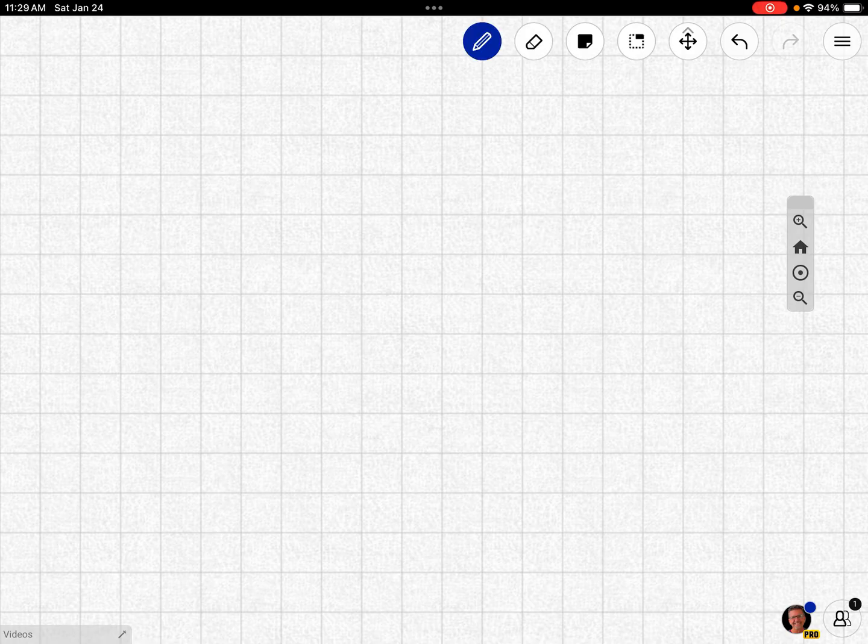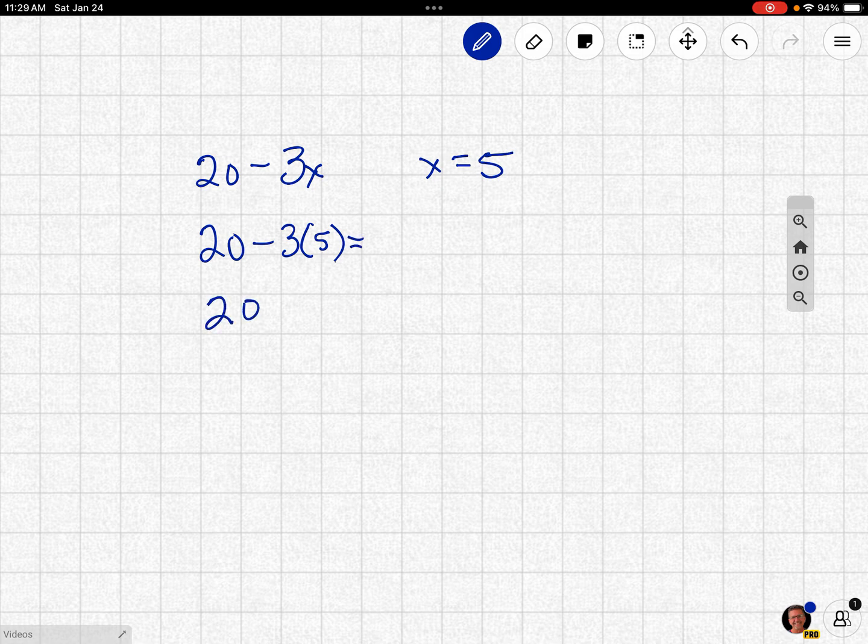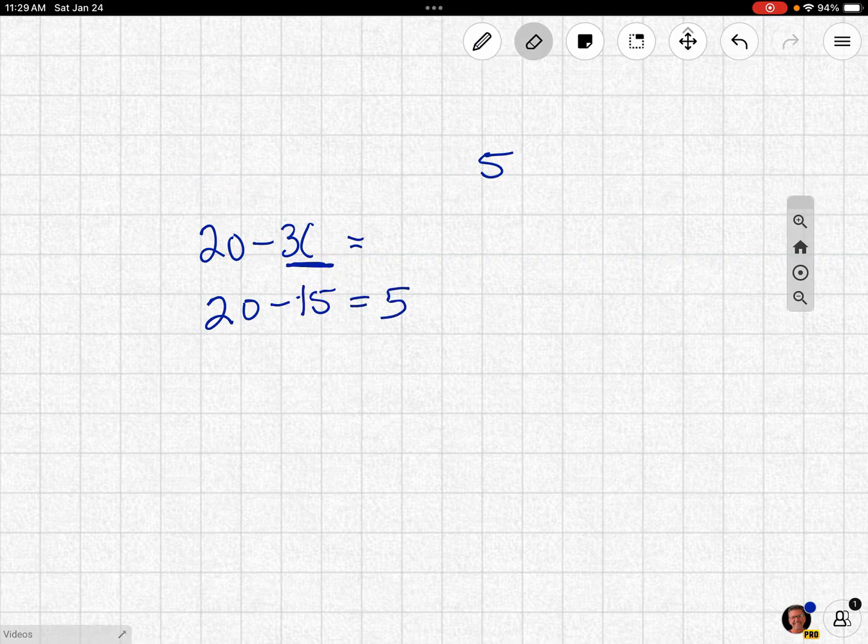All right, the next one is 20 minus 3x, and they're telling us that x is equal to 5. So if I plug that in, I get 20 minus the 5 is right there, so 3 times 5, which is equal to 20 minus 15. 3 times 5 is 15, which is equal to 5. Did you get that one right? Woo! Okay, moving right along.